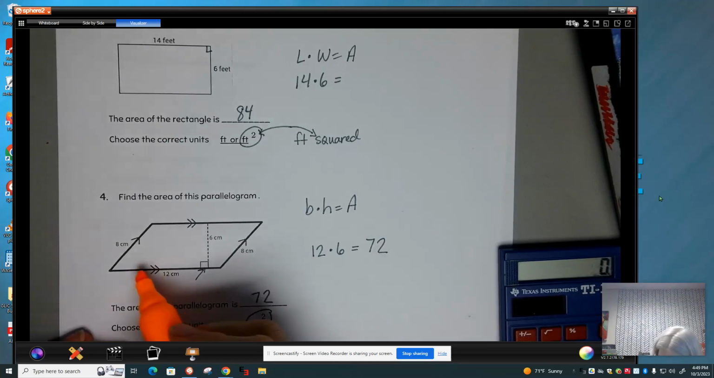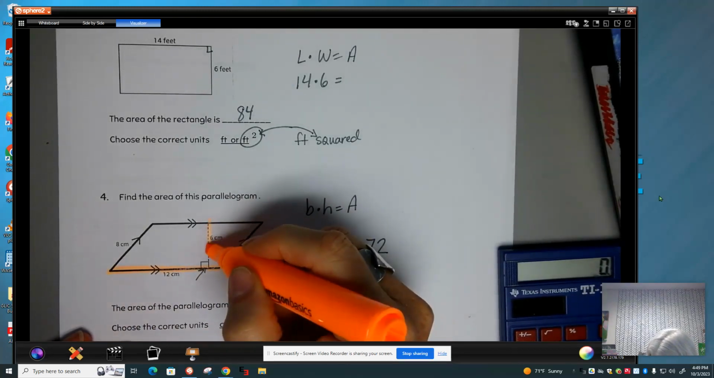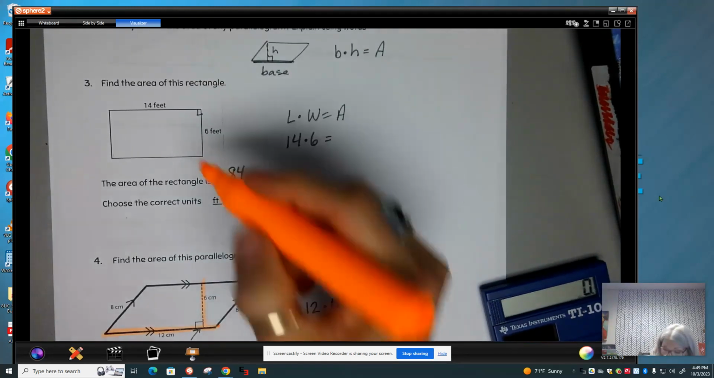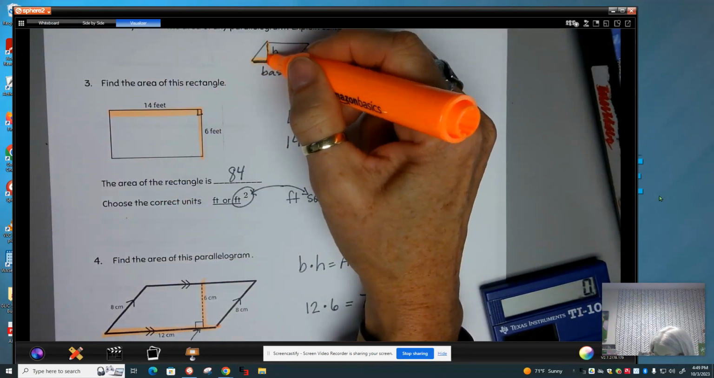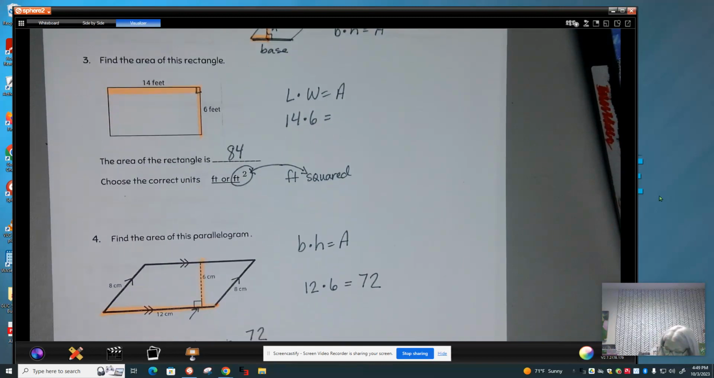Remember, our base and height make this perfect corner. That's why we have this length and width. They make a perfect corner. Base and height make a perfect corner. Okay, turn the page.